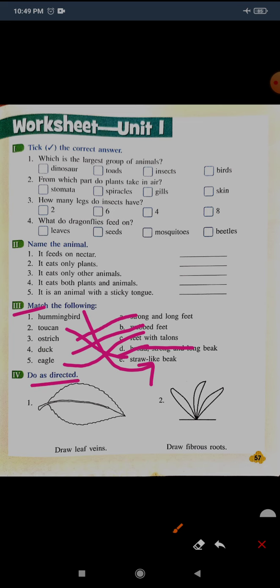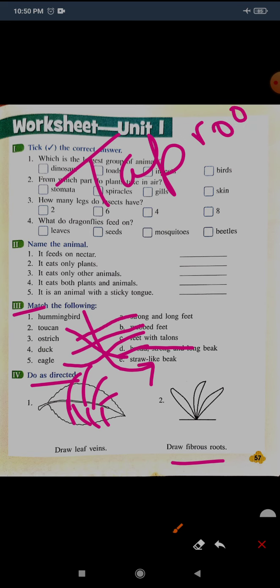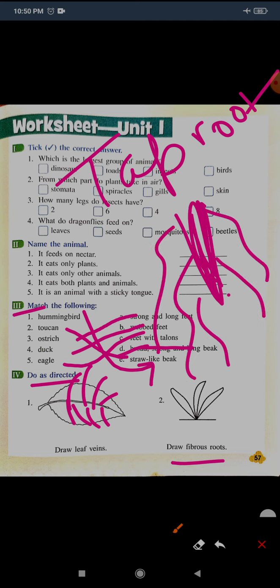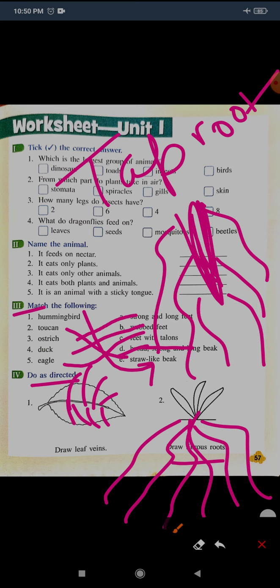Okay. Do as directed. Draw leaf veins. So you can draw veins. You are better than me at drawing, so you can do it by yourself. Okay, draw fibrous root. I have already taught you two types of root: one was tap root and second is fibrous root. And what is the difference between them? In tap root there is a main root, and many hairy structures come out of it. In fibrous root there is no main root, only hairy structures, which you can show here. So that is the fibrous root that you can draw, better than me.